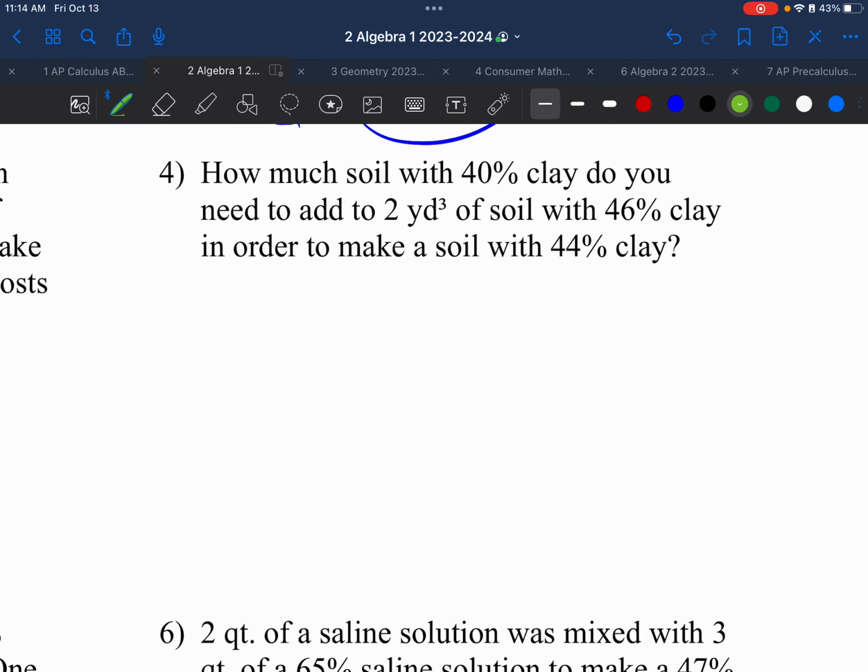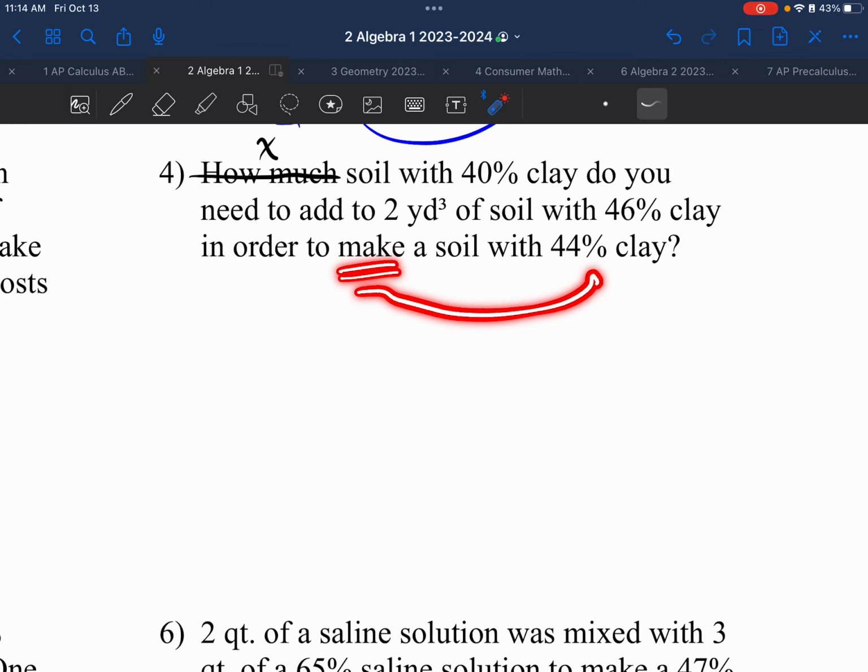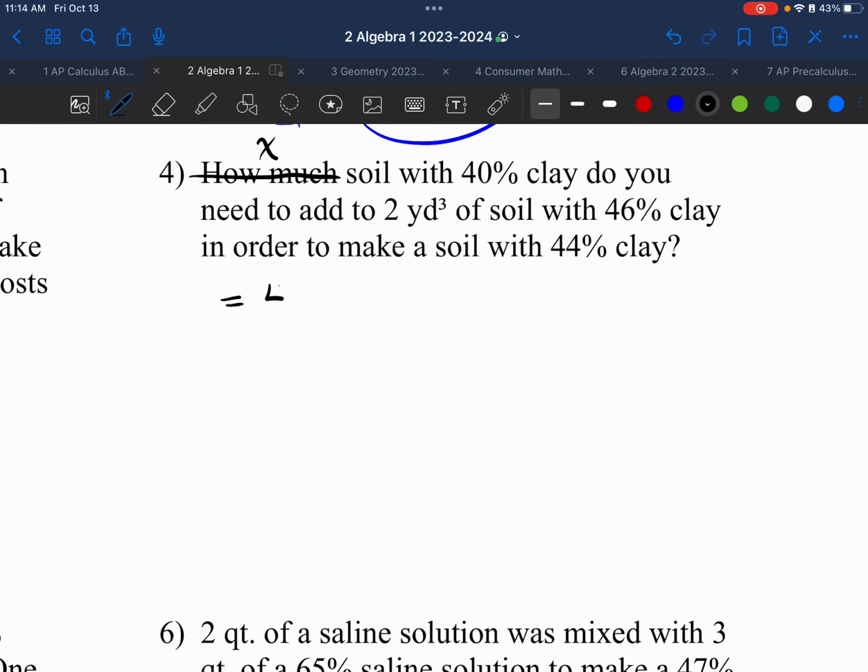Okay, every time I see the words how much, I'm going to cross it off and say that that's x. X amount of soil times 40% do you need to add with 2 cubic yards of 46% clay in order to make the final amount of 44% clay. So this is the final amount because we're making that. We're making the final 44%. So over here on the right-hand side, I'm going to say that this is going to be equal to 44%.